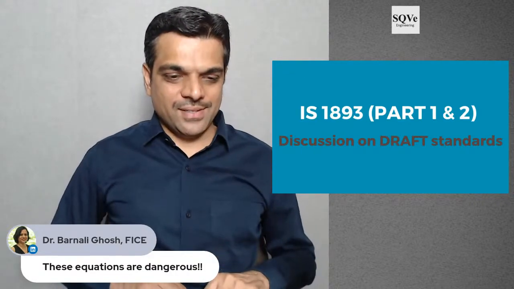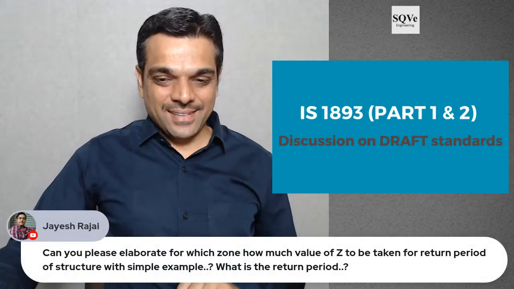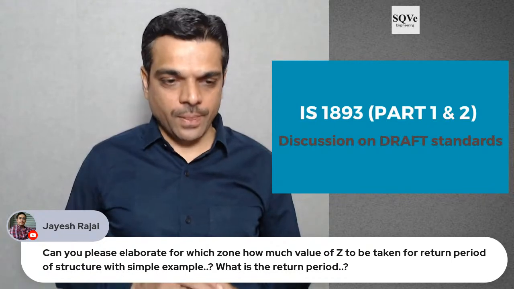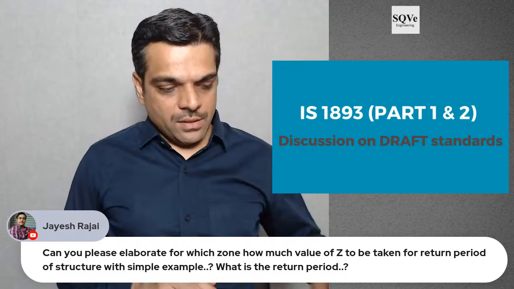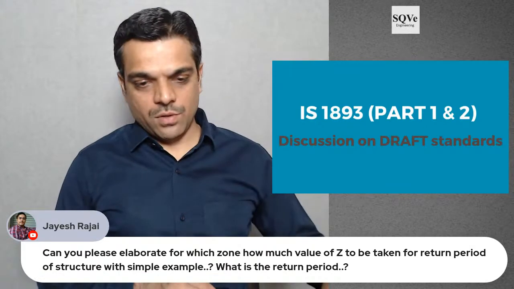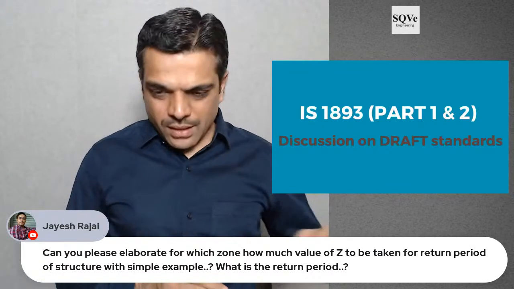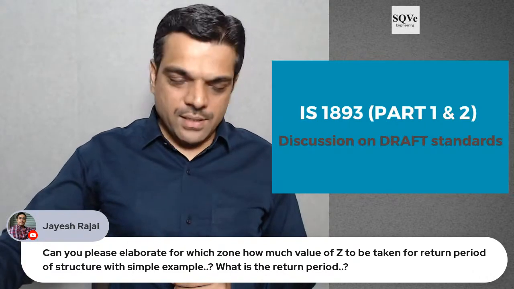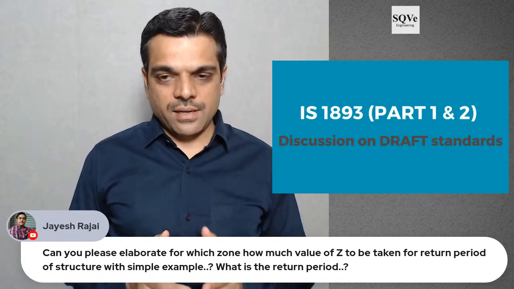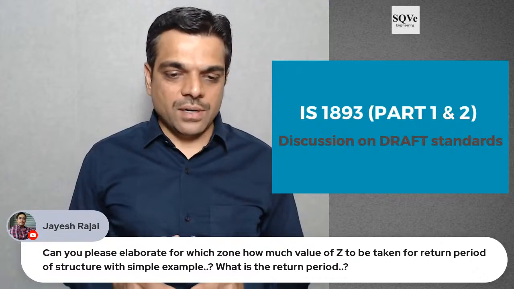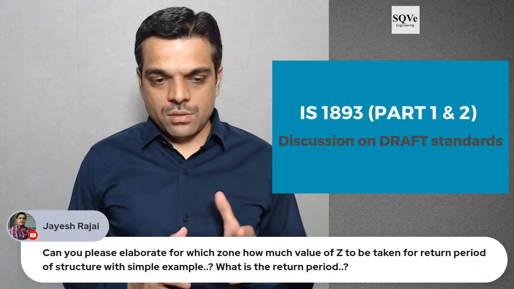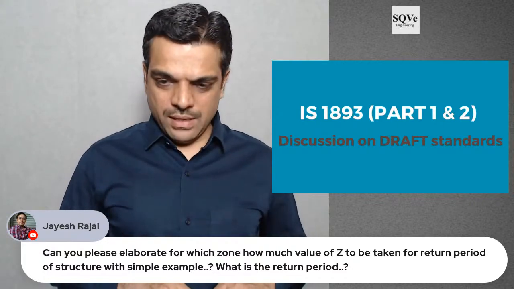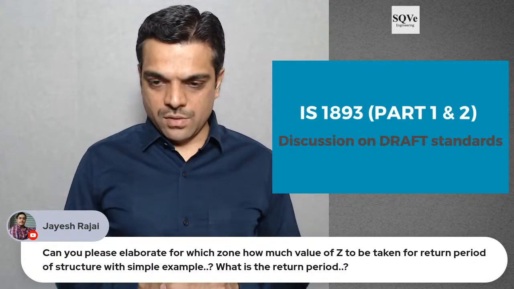Okay, Dr. Barnali is telling these equations are dangerous, right? Yes, right. It actually increases the seismic force to a great extent with reference to the current standard. Jace is asking, can you please elaborate for which zone how much value of Z to be taken for return period of structures with a simple example? What is the return period? So return period is actually the time period we are considering for the earthquake estimation. As the return period increases, the probability of occurrence of higher intensity of earthquake will increase, right? As you're asking about small worked out examples, already a few engineers have worked out those examples. So maybe in the next session or next to next session, we will demonstrate this with simple examples.